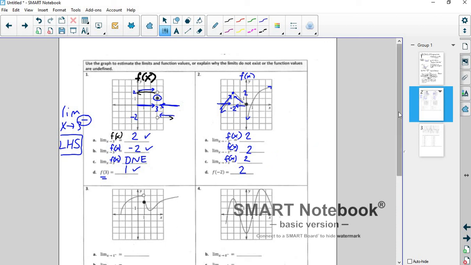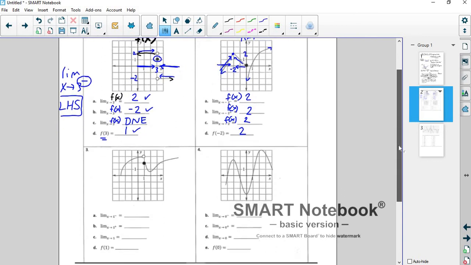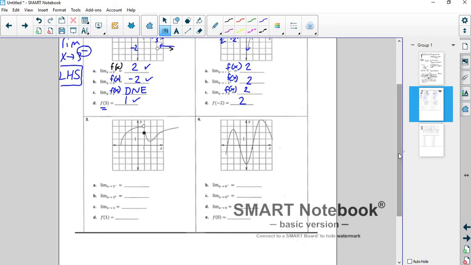Okay? So what I'd like you to do now is pause the video for a second and you guys try problem number 3. Problem number 3, here's f of x. You're approaching 1 from the left, from the right, and then do you have a limit? All right, pause the video and come back and let's talk about it.